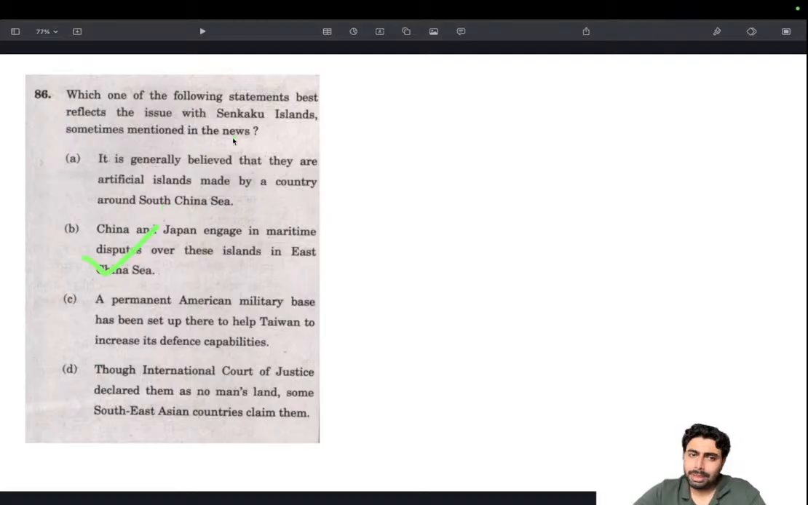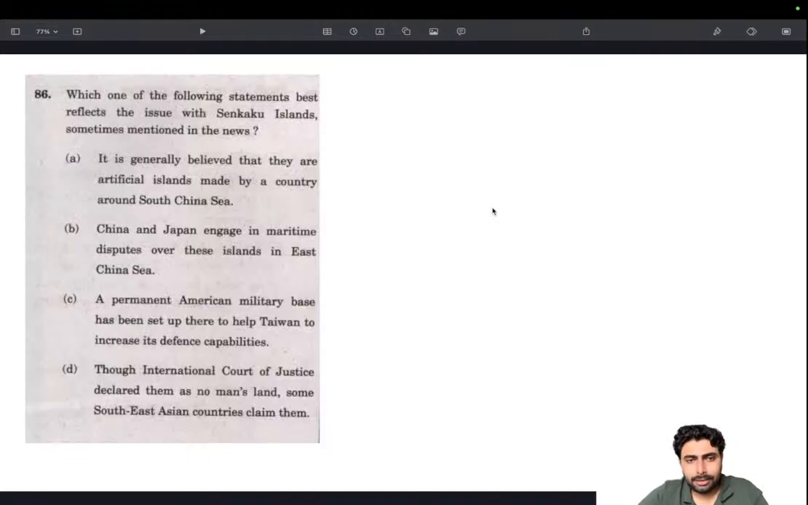Okay, I actually answered based on factual knowledge only, because I knew about it. But even if I didn't know, I would have gone for the Senkaku and tried to decipher whether this belongs to China or Japan or something like that. Permanent American base has been set up to help Taiwan increase its defense capability. To international cause of justice, declared them as no man's land. Some East Asian companies claim them. We don't know. This is the most likely thing. So B is the answer.